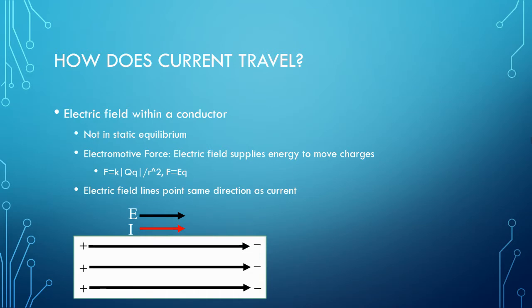With the electric field, a helpful thing to remember is that the electric field lines are going to be pointing in the same direction as the current is flowing, from positive to negative, or the direction that a positive charge would be moving.